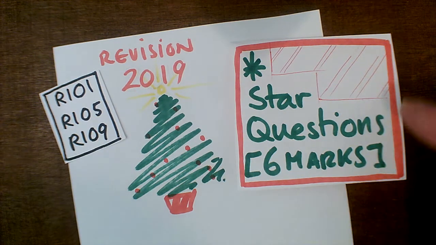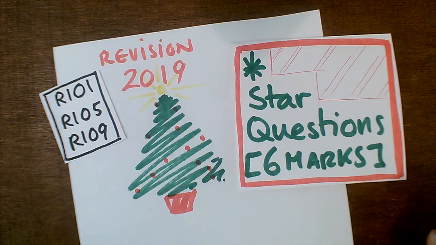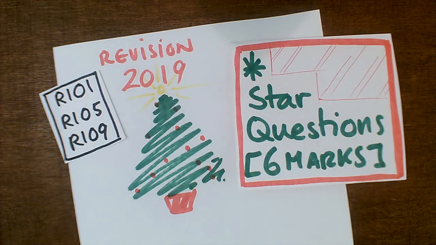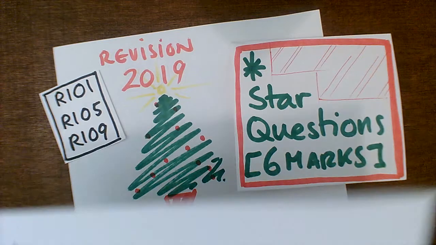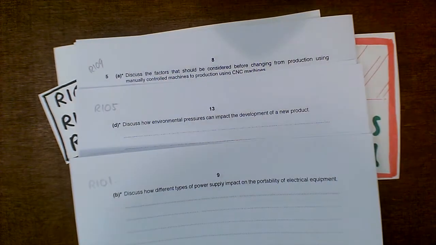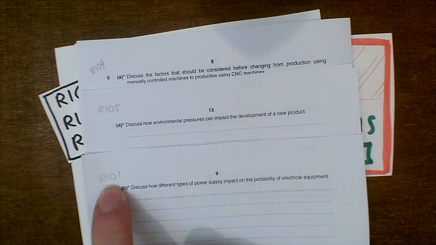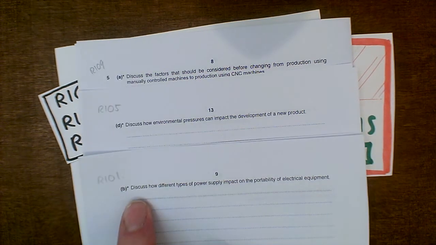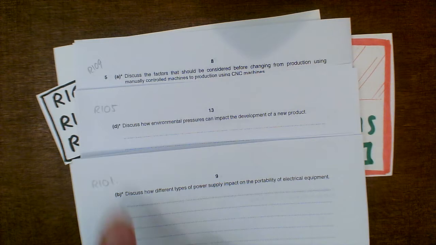What I want to do is look at the STAR question, the question that has 6 marks available. So here are 3 different questions from 3 different papers: R101, R105 and R109. I just want to briefly look at them, because they can be very different questions.